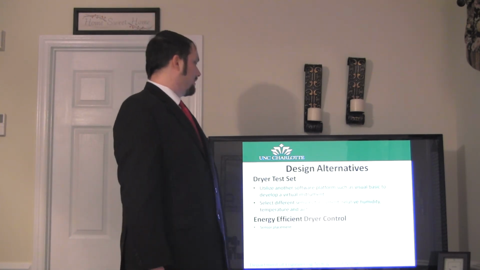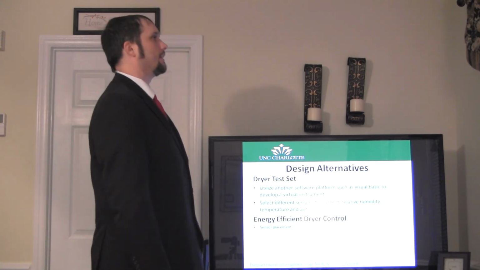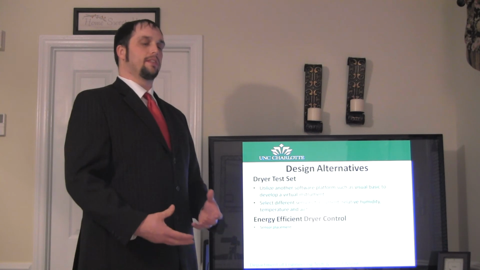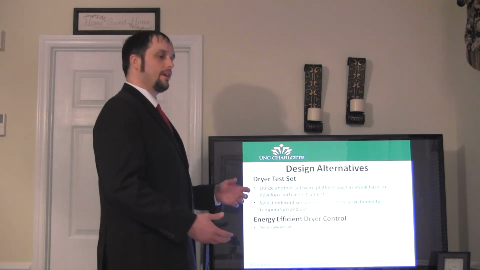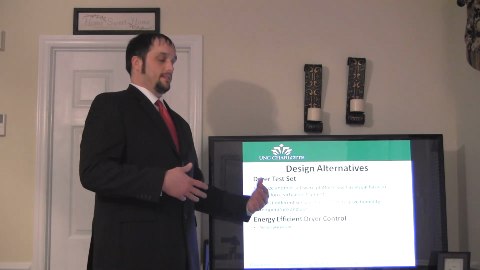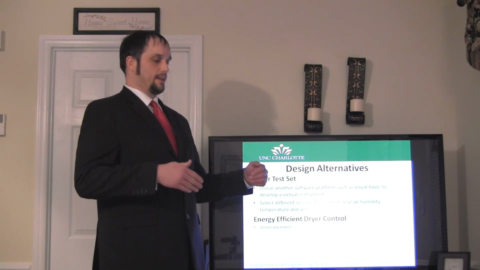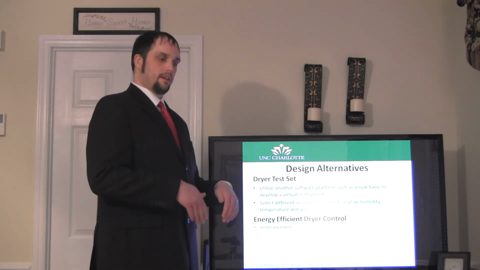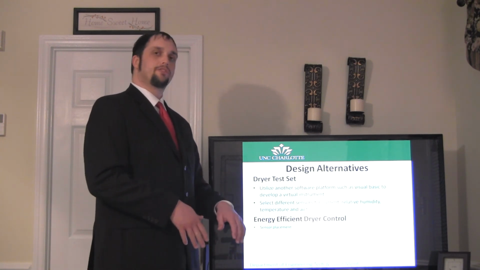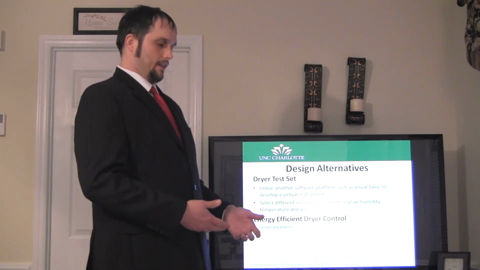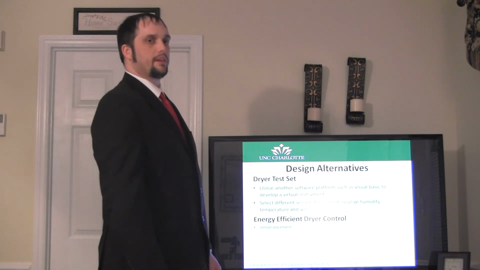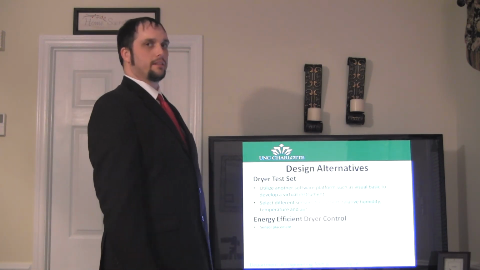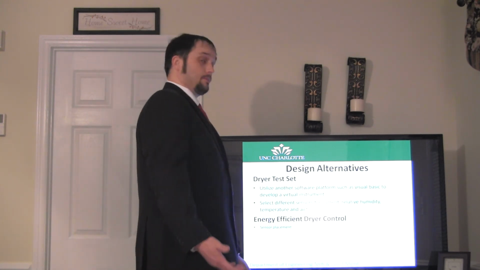Energy efficient dryer control. A design alternative could be sensor placement. Instead of having the attachment go in the exhaust of the dryer, maybe the sensors could be placed into a dryer filter, or excuse me, lint trap, and acquire the parametric data there as opposed to in the exhaust. That's one alternative.